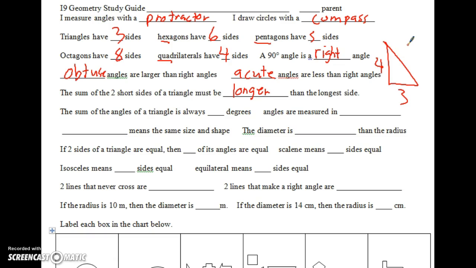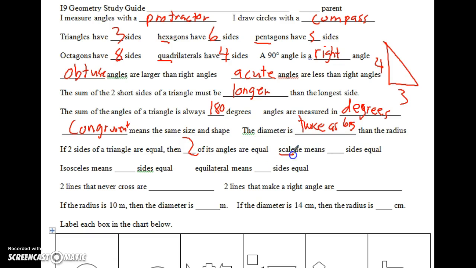The sum of the angles of a triangle is always 180 degrees. Angle is always measured in degrees. Congruent means I've got the same size, same shape. Diameter is twice as big as the radius. If 2 sides of a triangle are equal, then 2 of its angles are equal.